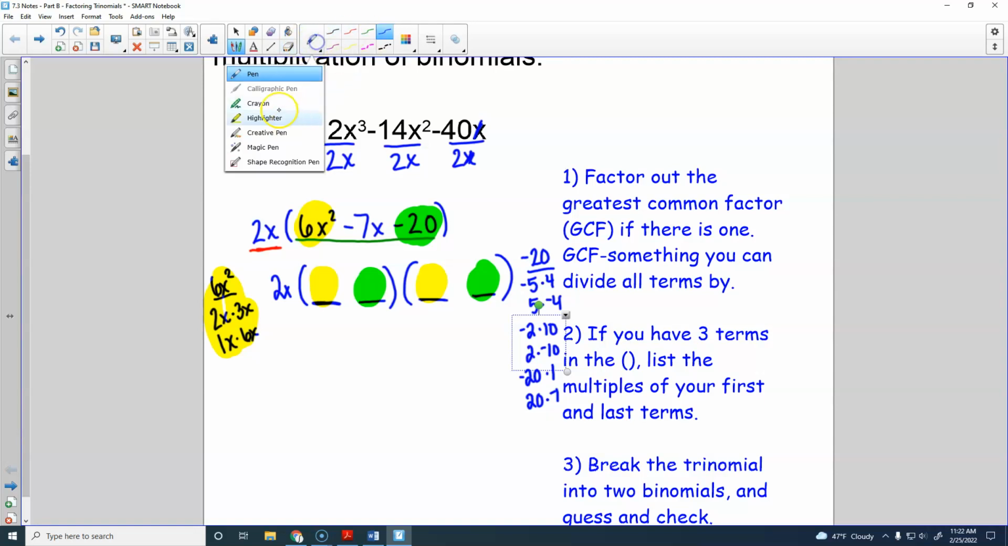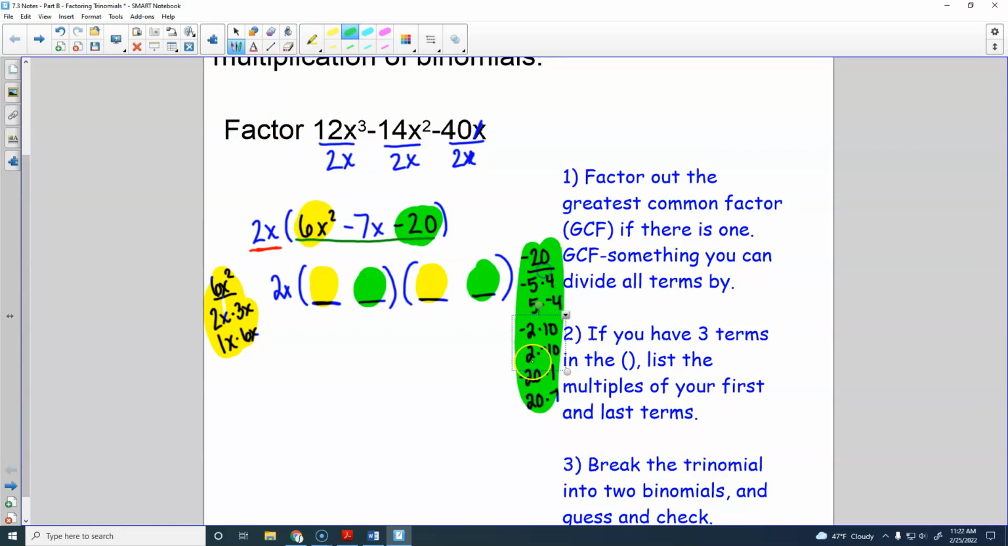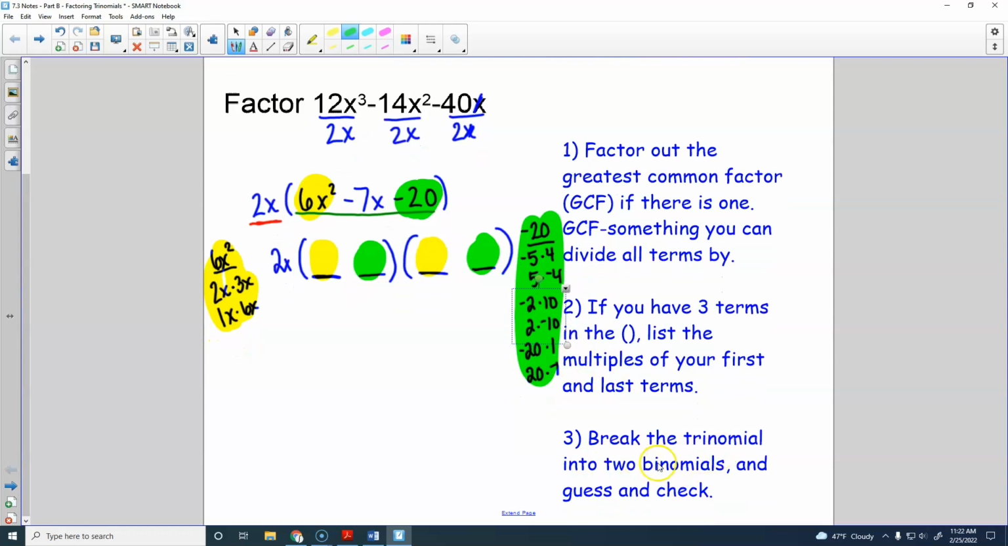Yeah. So all of these right here are options for the second spots. So this is a little frustrating, but this is what you've got to do. We are going to break the trinomial into two binomials, and I know this is about the only time a teacher's going to tell you to do this: guess and check. You get to guess and check. It is painful sometimes, especially on one like this. It's a little bit harder because we've got a lot of options. But we have to guess and check on this. There's really no way around it.